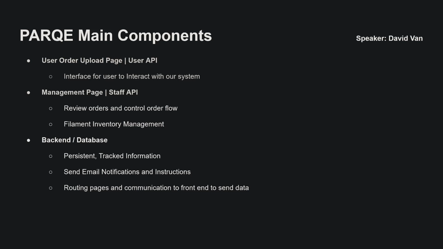And we also have the backend and database, which work together to provide persistent storage for our orders and tracked information for our orders. Our backend also sends email notifications and instructions for the user so they can go through the printing process. And our backend is also in charge of routing the pages and it communicates with the front end to send or receive data.